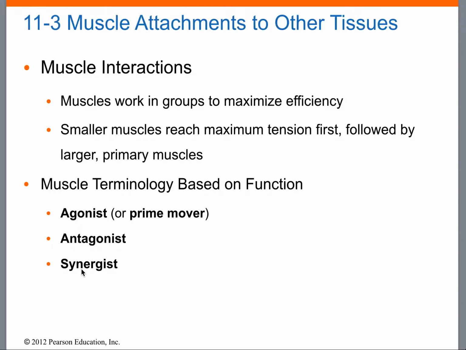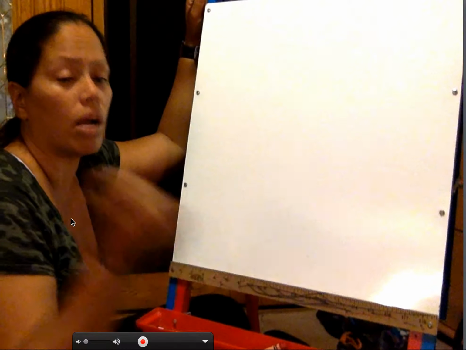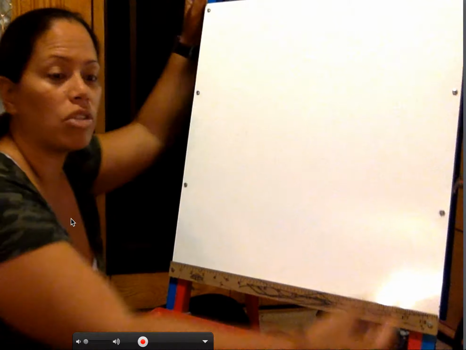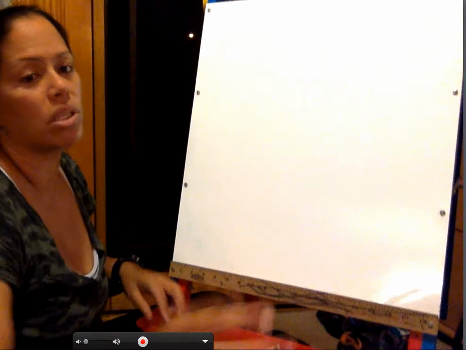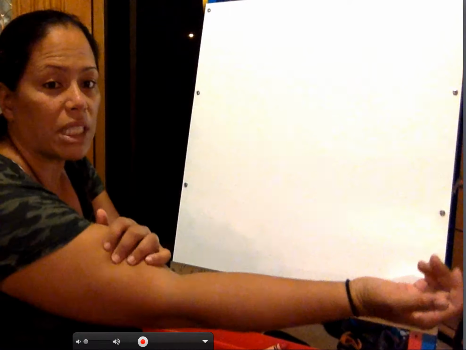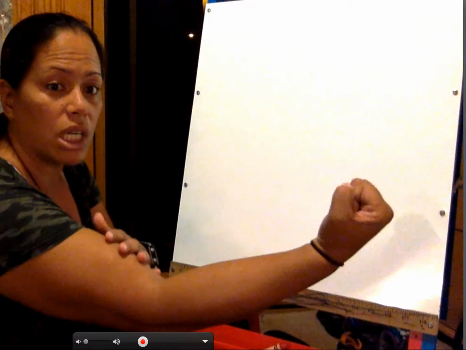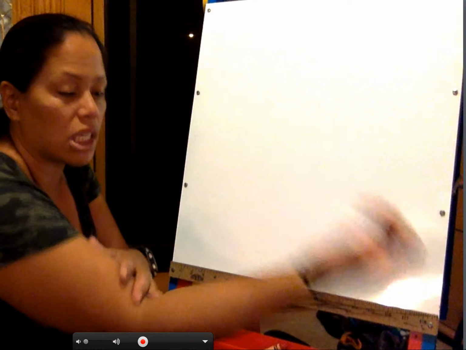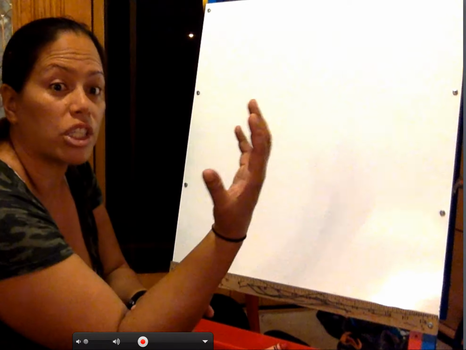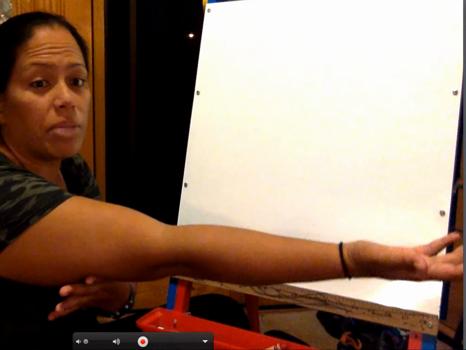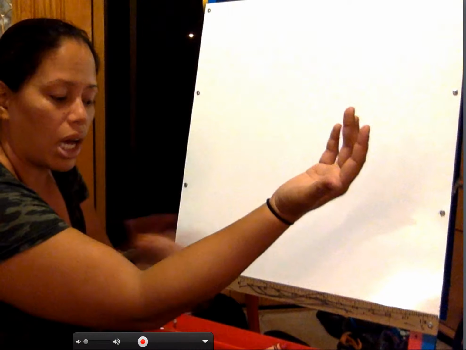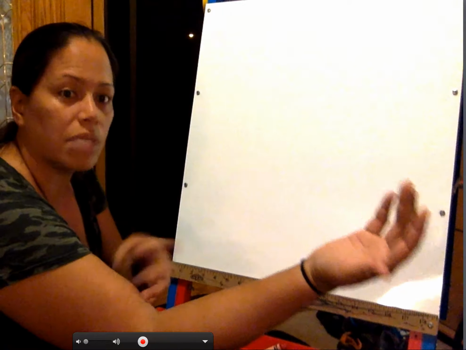Agonist, antagonist, and synergist. Agonist: I'm the prime mover. He's the major muscle. This is not the only one, but this is the simplest one to use. If I have the biceps brachii, it's the big muscle, right? It's the one that moves with contraction. So that's the agonist. He's the prime mover in the action of flexion. What about extension? It's going to be a different prime mover. But during flexion at the elbow, my prime mover is my bicep.